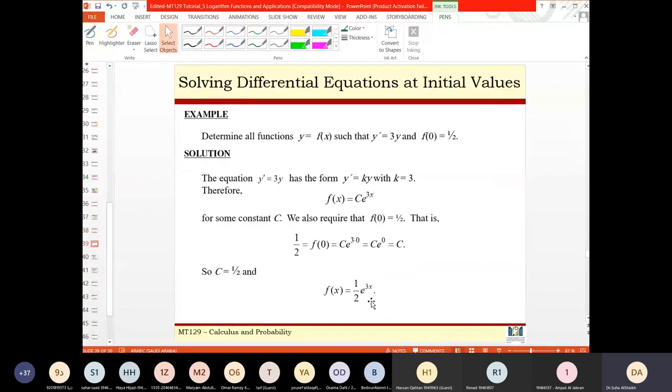الحين متى يجي صيغة مختلفة؟ الصيغة المختلفة إنه راح يعطيني initial condition like the example that we have here. Determine all functions y equal to f of x such that y dash equal to 3y and f of 0 equal to 1. What does it mean if f of 0 equal to 1? Means لما ال x is equal to 0, the y is equal to what?